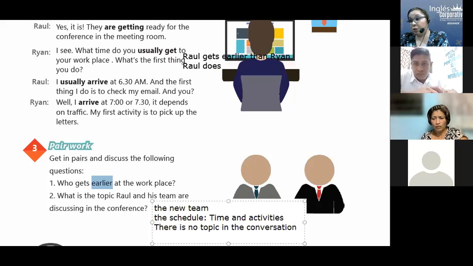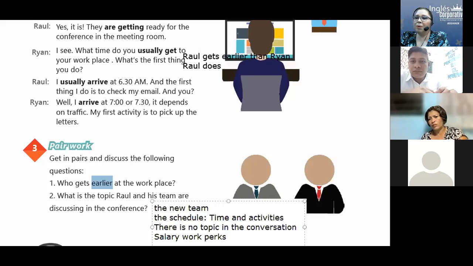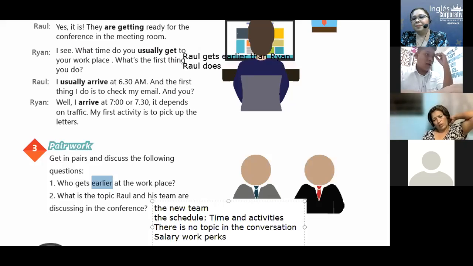According with the questions that Raul and Ryan are talking, right, in their conversation. That is what we said about the schedule, time, and activities. It could be, right? It could be, podría ser, right? Yes. Or could be that they are talking about salary. Okay. Salary could be because it's the new team, right? Mm-hmm. Yes. Maybe. Then we could say work perks. Do you remember this? Salary and work perks. Do you remember that? Perks. Yes. No, teacher. The job benefits. Oh, yeah. For example, what? Business? Yes, it could be about business.